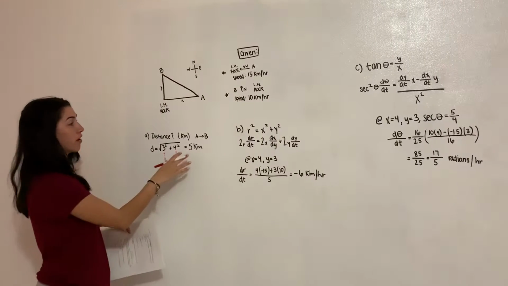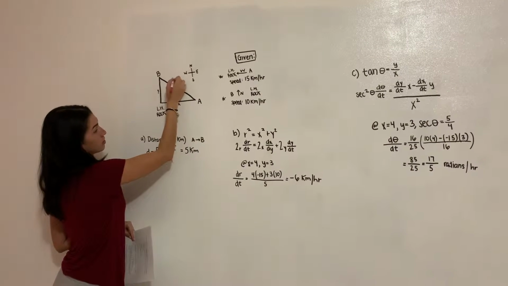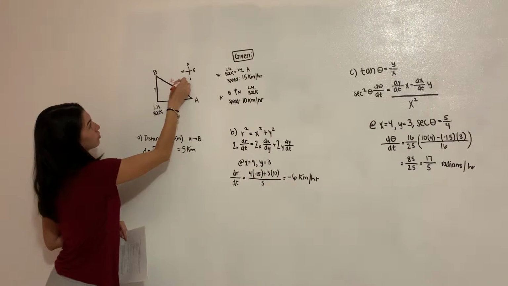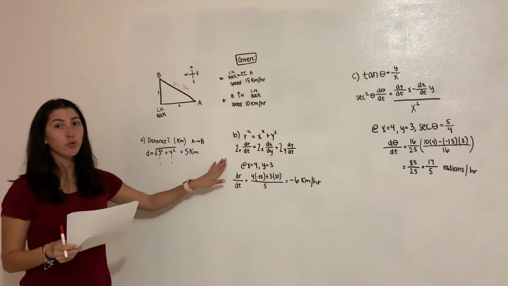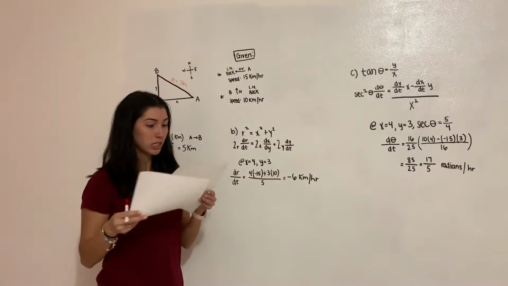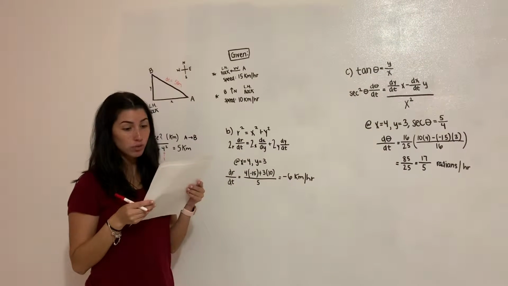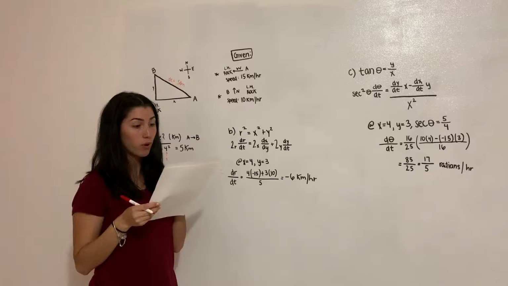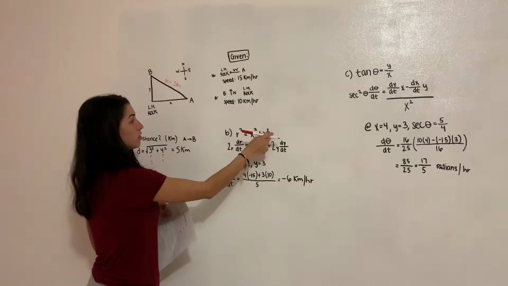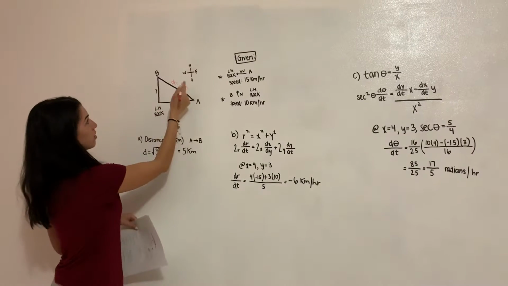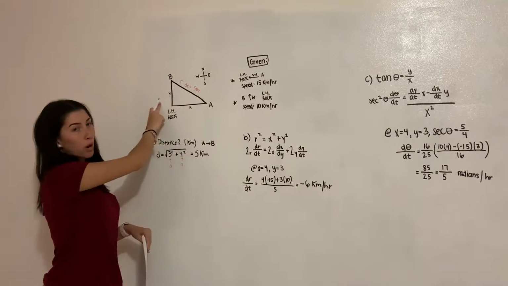Okay, so after you get your 5 kilometers, then you can go ahead and put it here, which means your r is equal to 5 kilometers. And then you can go ahead and start part B, which reads, find the rate of change in kilometers per hour of the distance between the two ships when x equals 4 kilometers and y equals 3 kilometers. So then you're going to have to use the Pythagorean theorem to find this equation, which is, this is r. So r squared equals x squared plus y squared.